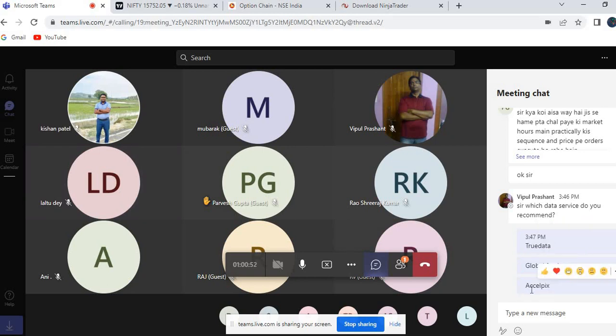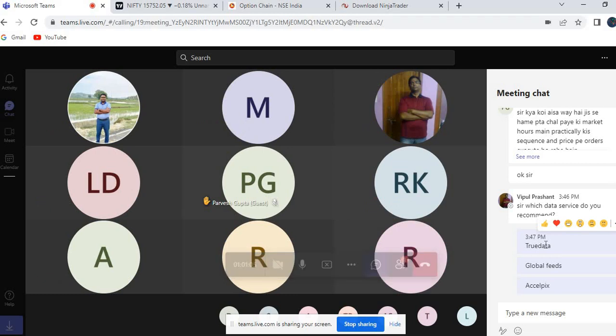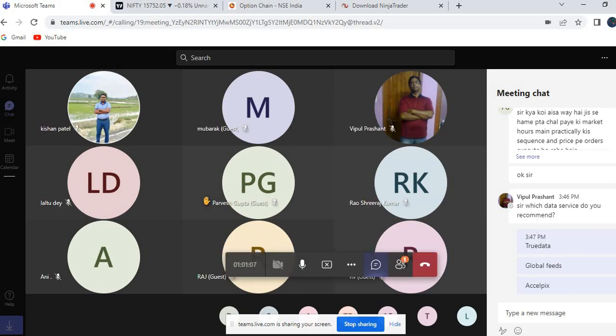Okay, Excel Pix is the third option. It's cheaper. Like if it is 2,000 here, and 3,500 here, it is 1,700 here. This is True Data, that's what I rely on. I believe in it. It's great, and it's one of the growing companies right now. So I will recommend True Data to you guys.